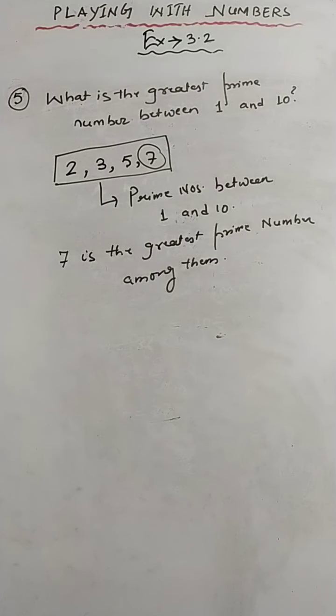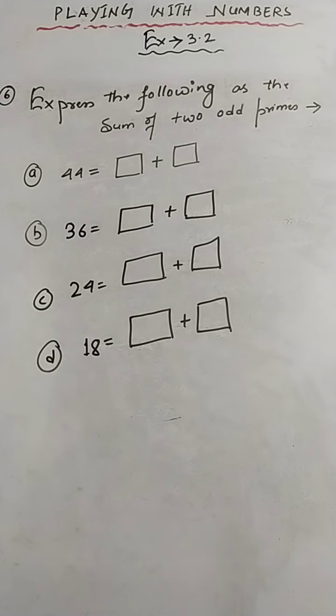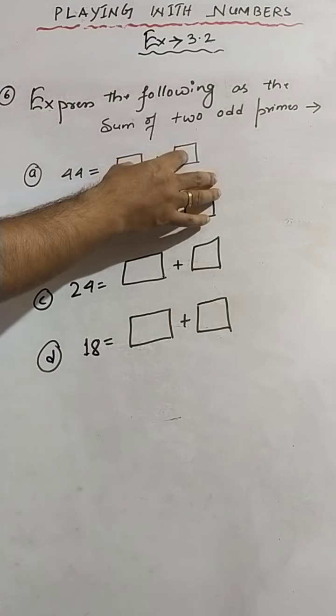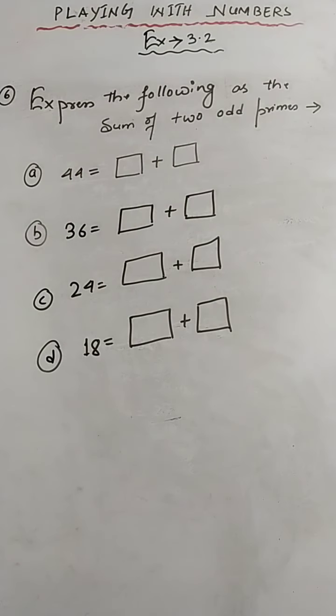Okay, so let's move on to sum number 6. Now this is question number 6, students. Express the following as the sum of two odd primes. That means this 44 we have to express in the form of two odd primes. That is, two prime numbers, and both the prime numbers should be odd also. Now what is the best way of doing this?